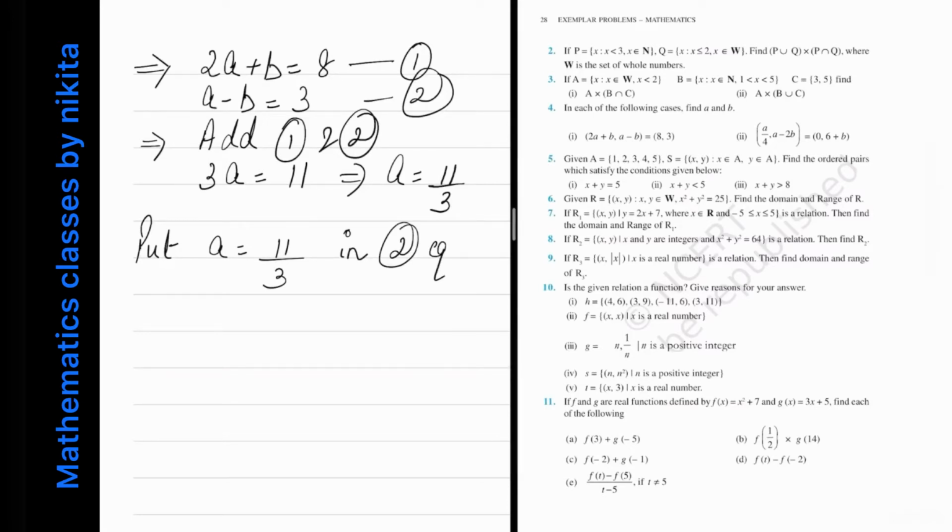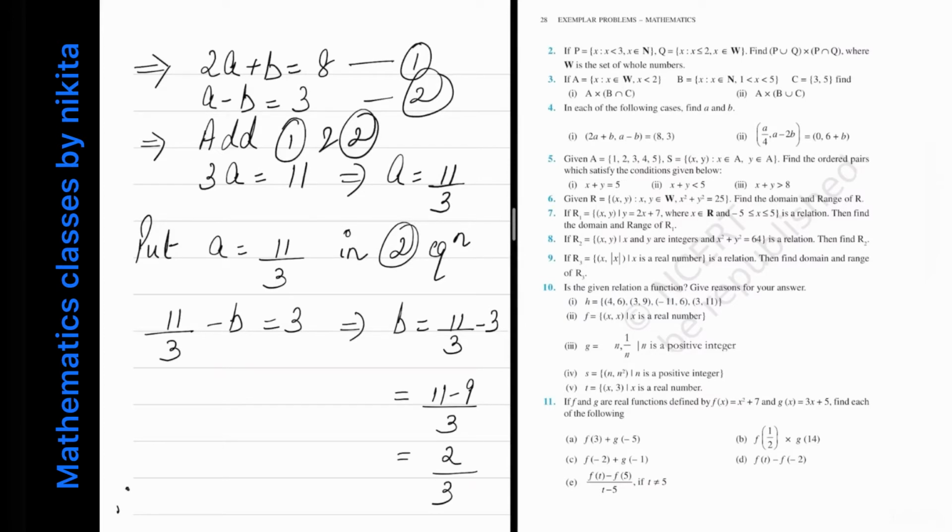Now put a is equal to 11 by 3 in the second equation. So you will get 11 by 3 minus b is equal to 3, and this implies that b is equal to 11 by 3 minus 3, which is equal to 11 minus 9 by 3, which is equal to 2 by 3. So therefore a is equal to 11 by 3 and b is equal to 2 by 3. So these are the values of a and b. You can also verify this by substituting these two values in the given equation.